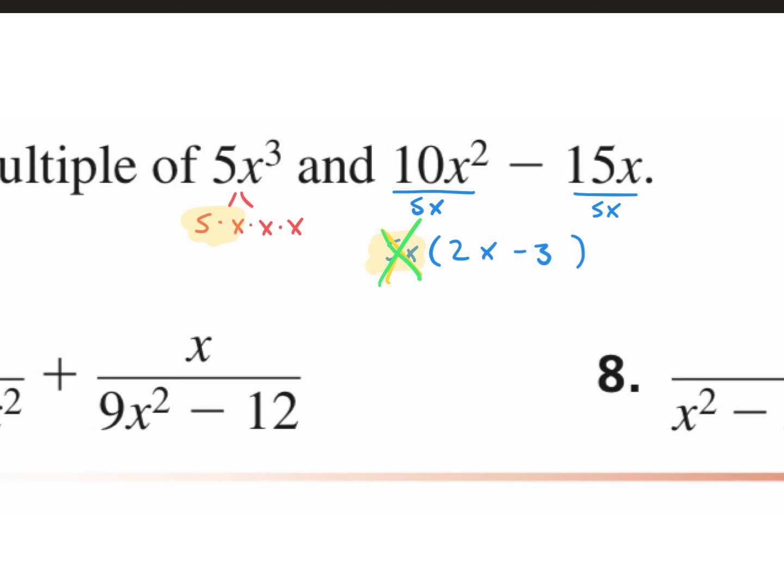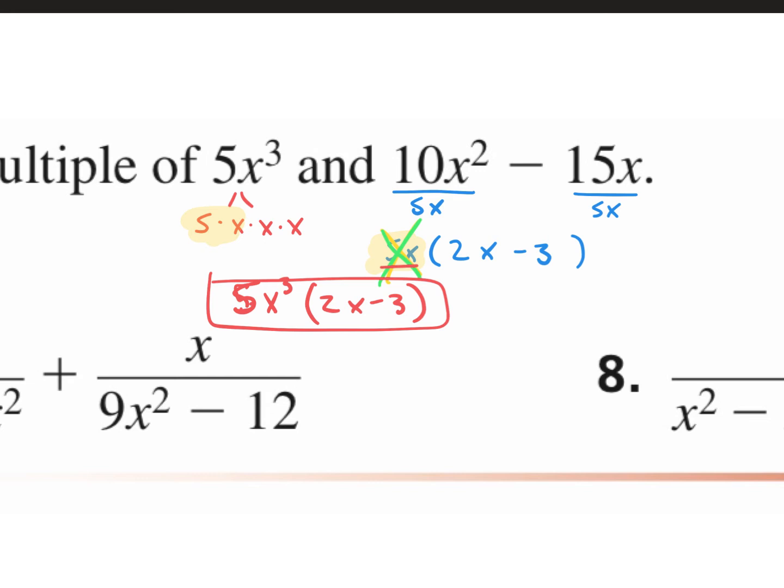So our least common multiple would be 5 times x times x times x, so 5x cubed. We are not including the second 5x, but we do need to include the 2x minus 3. So this is our least common multiple. We do that same thing to find our least common denominator.